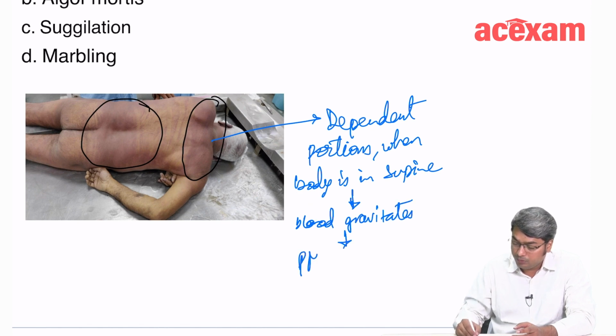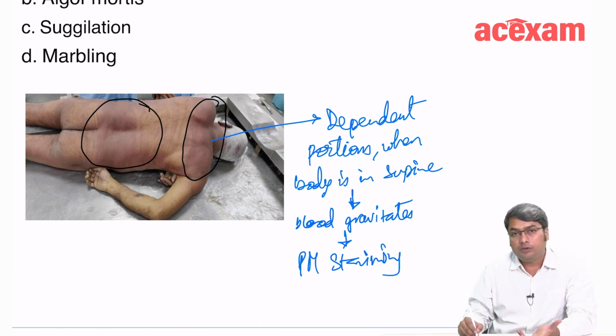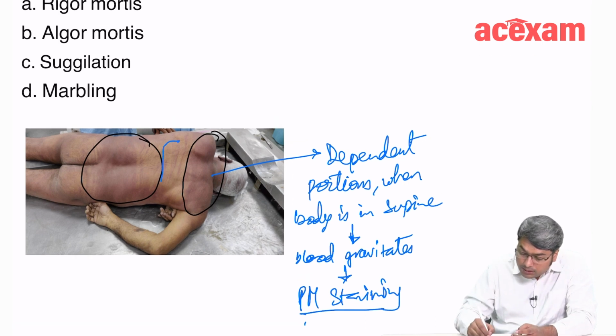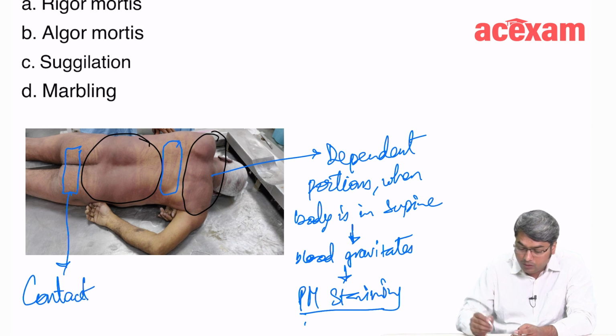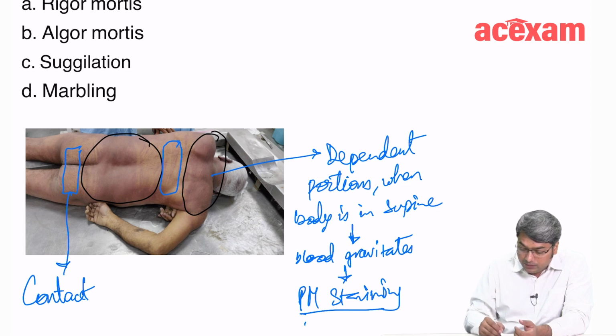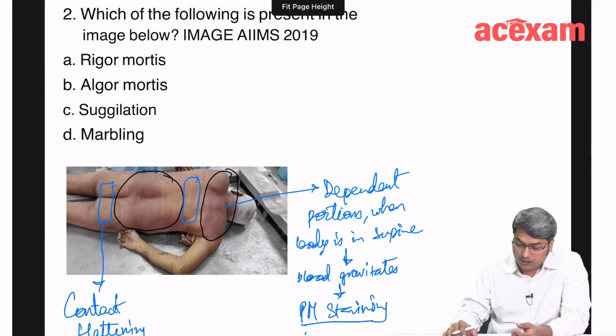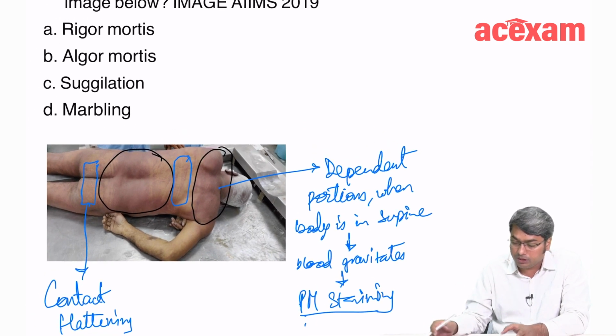And that leads to postmortem staining, also known as hypostasis or livor mortis or sugillations, okay. So this is nothing but postmortem staining. And in between you also see certain areas where there is no stain, okay. These are areas where the body was in contact with the ground, and these are known as contact flattening or contact pallor, right. So, this is hypostasis, but the question does not have the option of hypostasis.